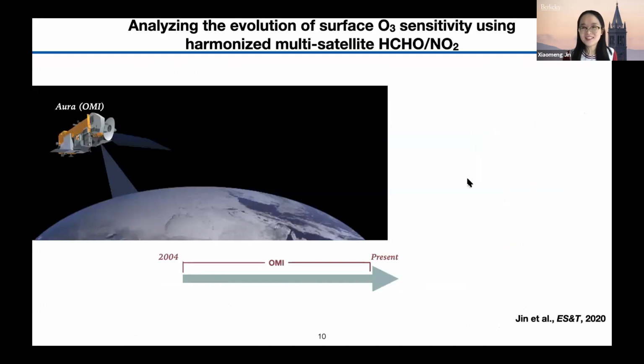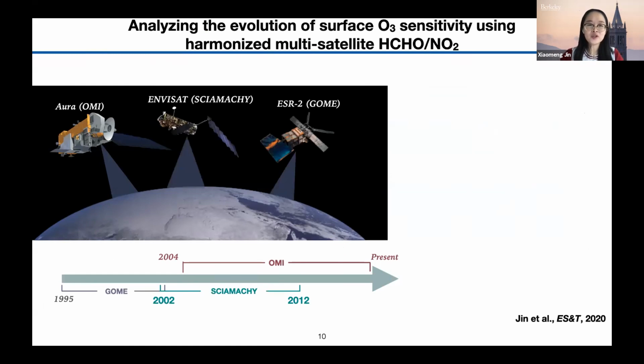So now that we have built a methodology, the next step is to look at the long-term evolution of ozone sensitivity over the US urban areas. The Ozone Monitoring Instrument, which I just talked about, was launched in 2004. But to go back further in time, we also included 2 other satellites, GOME and SCIAMACHY. So these 3 satellites together give us more than 20 years of continuous observations.